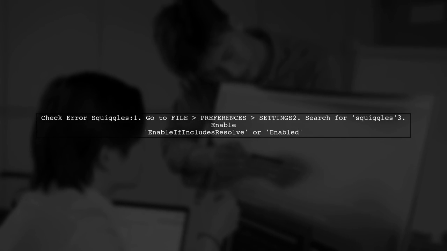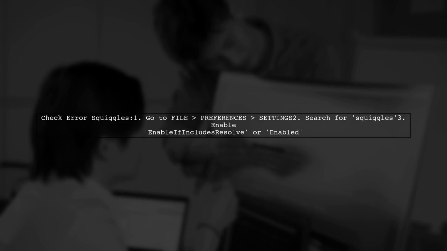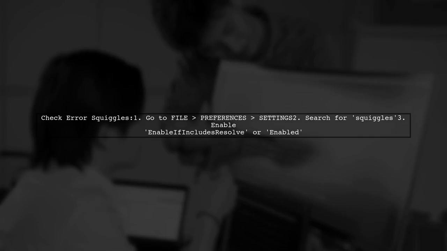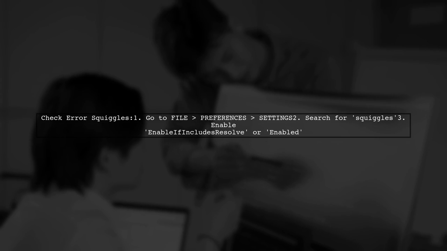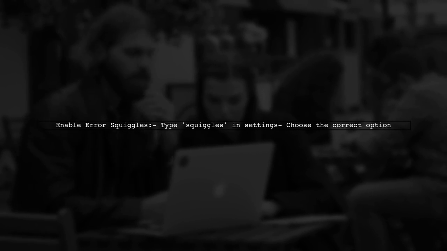If you're not seeing error squiggles in VS Code while coding in C#, it might be because they are disabled. This user found that they accidentally turned off the error squiggles while working with C++. To enable error squiggles, make sure to type squiggles accurately in the settings search bar.